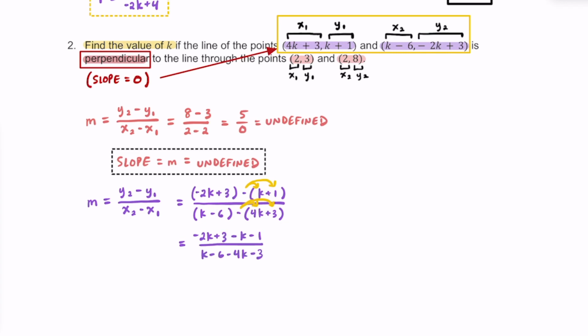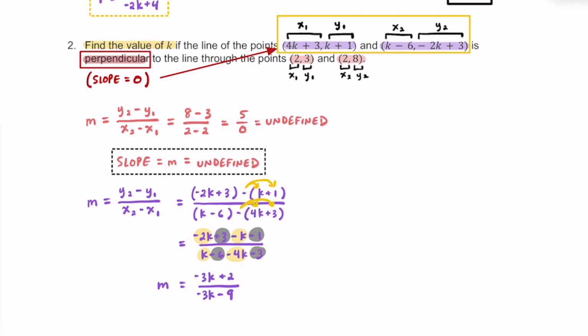this expression right here. Next, let's combine these k terms in the numerator as well as the denominator. Combining those like terms, we're going to get negative 3k first in the numerator, and also negative 3k in the denominator. And then combining these constants, 3 minus 1 and negative 6 minus 3, we're going to end up getting plus 2 on top, and then minus 9 on bottom. All right, so this right here is the slope for this second line.